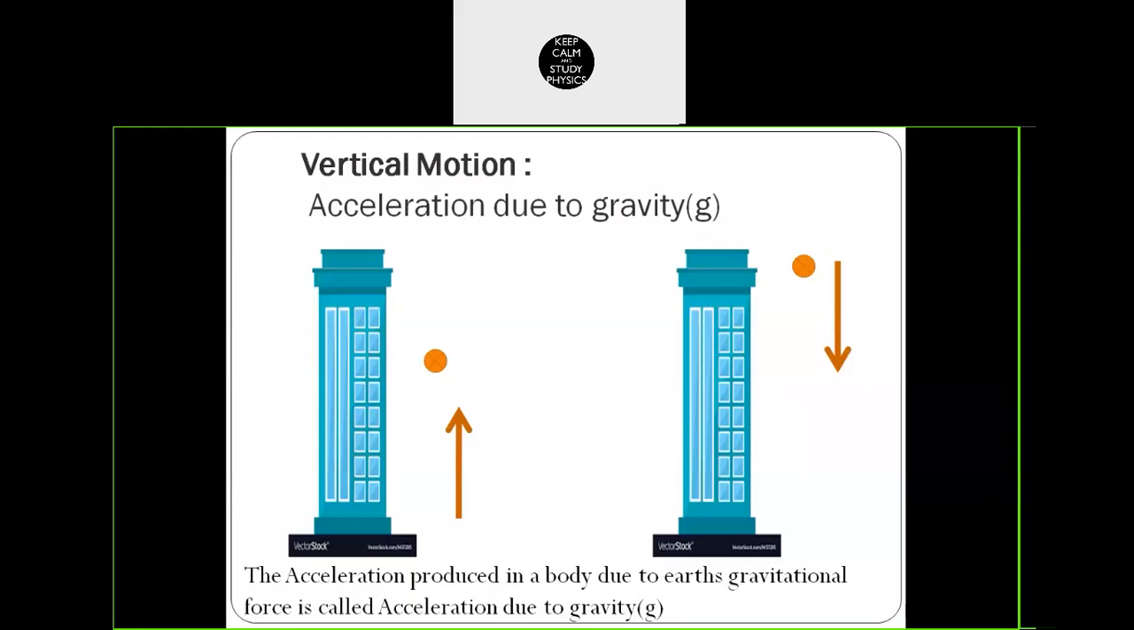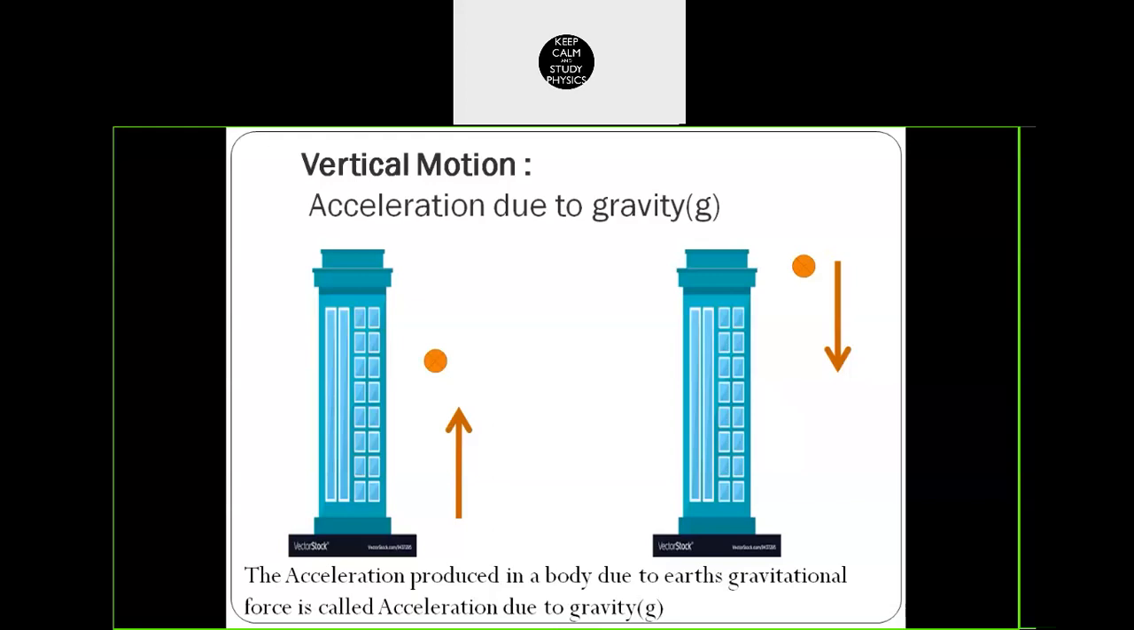So when you throw a body vertically upwards, what happens? Initially, the ball must have some velocity. But as the ball moves slowly upwards, its velocity decreases, decreases, decreases. Finally, it becomes zero at a certain point. When the velocity of the ball becomes zero, it cannot go further. It stops there momentarily, a fraction of a second, and again it falls back.